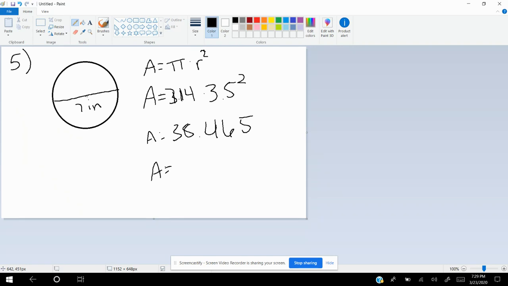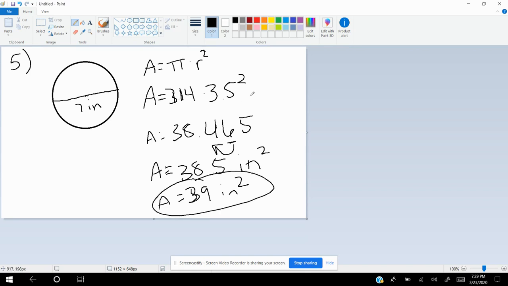We need the nearest square inch. Well, 38.465. Let's start with the 6 right here. That is going to make that 4 a 5, so it's going to become 38.5 square inches. I need this to the nearest square inch. That 5 right here, given math rules, is going to round up, so it's close to 39 square inches. This will be your final answer.